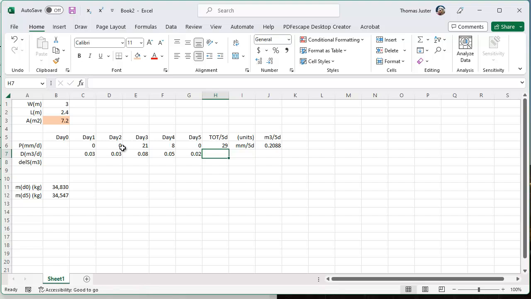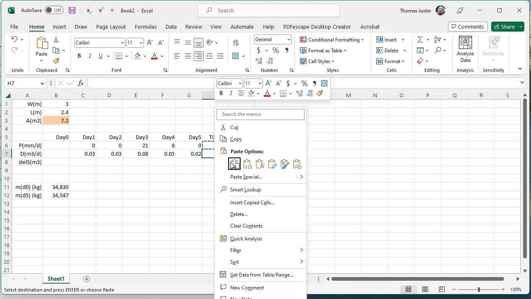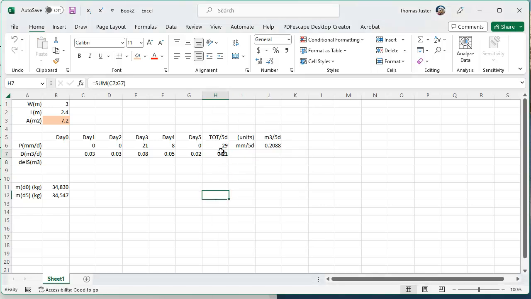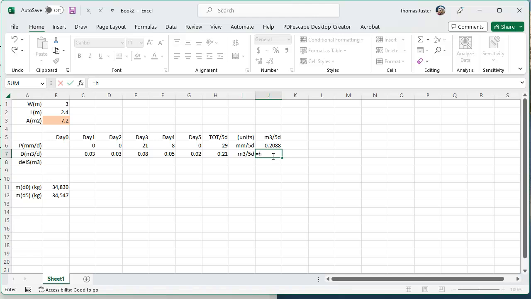So when I sum up this total of the drainage in Excel, this is one of the beauties of Excel. This equation basically says sum up the values in the previous 5 cells, and that's exactly what I want to do. So I can just copy and paste that equation, and look at that, it does it for me. So this 0.21 is the sum of these 5 values, and that's exactly what I want. Those are already in cubic meters per day, so that's the sum of the drainage in cubic meters per 5 days, and that's what I want. So it's the same thing. I'm just going to write equals H7.